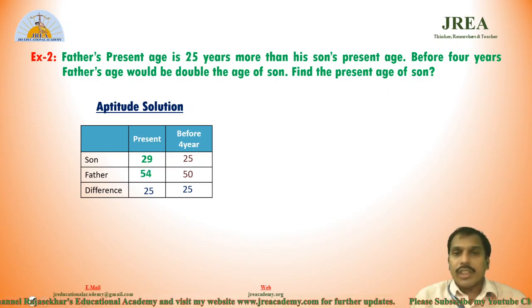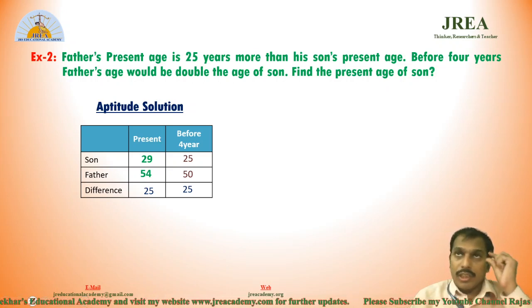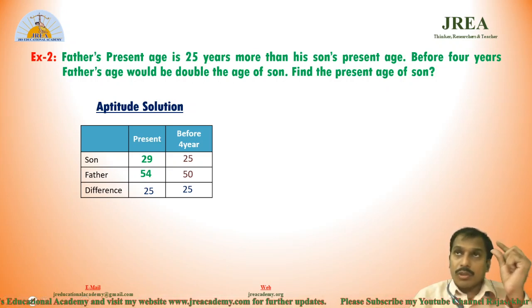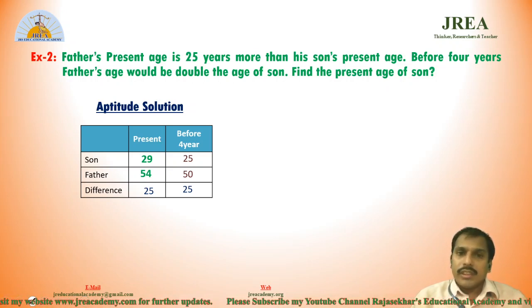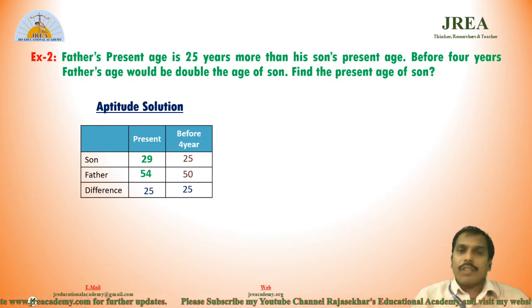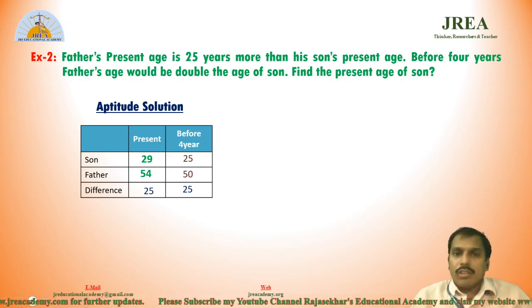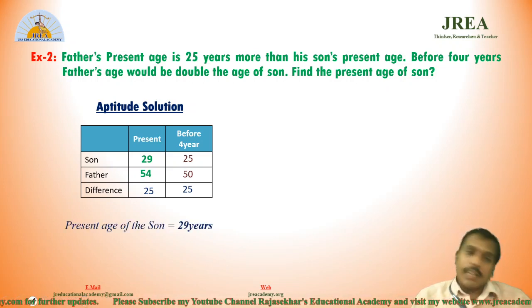So how much will it take? It will take only 5 or 10 seconds. The difference is 25, so before 4 years, 25 is the son's age. Now it is 29 because 4 years are added. That means father's age is 54. That's it. No need to use pen and paper, no need to use any mathematical formulas. It will take only a couple of seconds. So this is the beauty of aptitude.